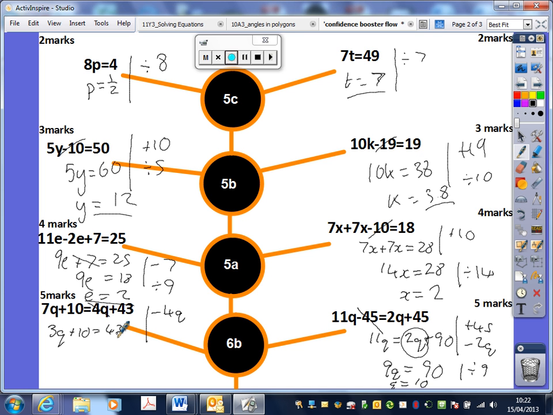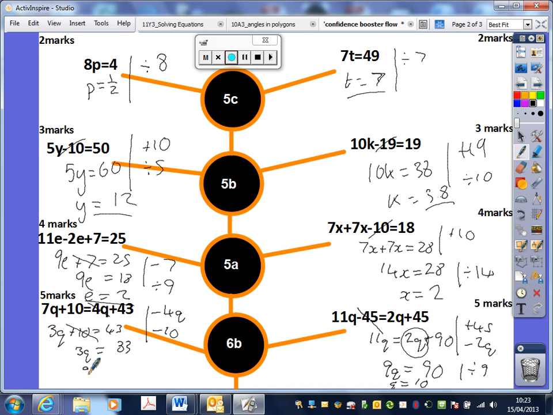Okay. Then this now looks like one of these up here. So we've got plus 10. Opposite of plus 10 here. It's opposite. Minus 10. Okay. 10 minus 10 is what? Wake up. 0. Good. So that disappears. So we're left with 3q. And then 43 minus 10 is? 33. Good. Okay. So we're left with 3q is equal to 33.